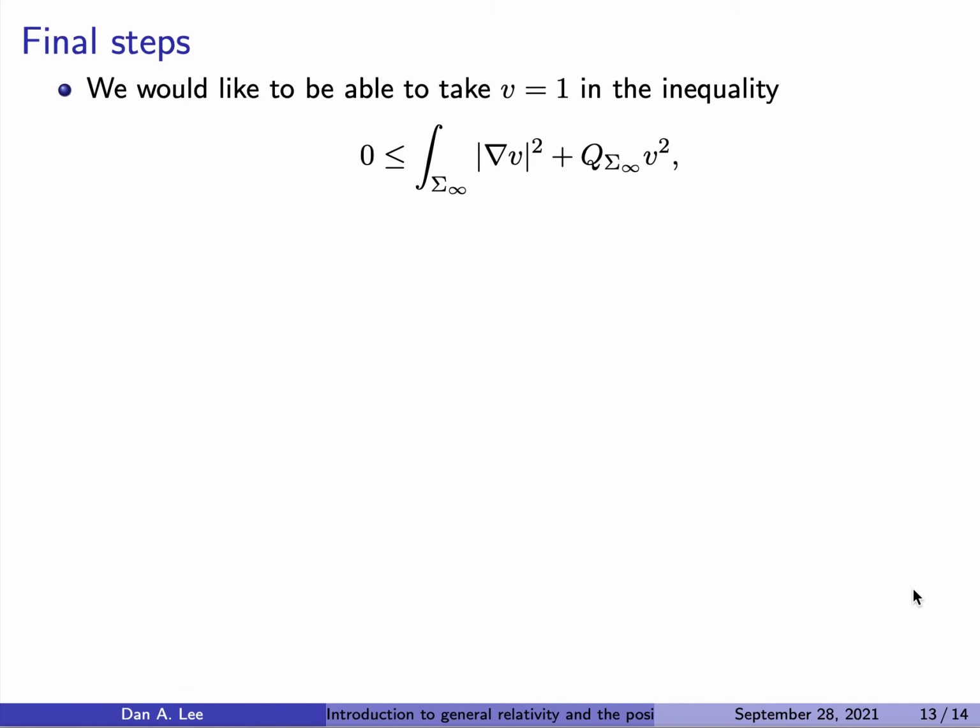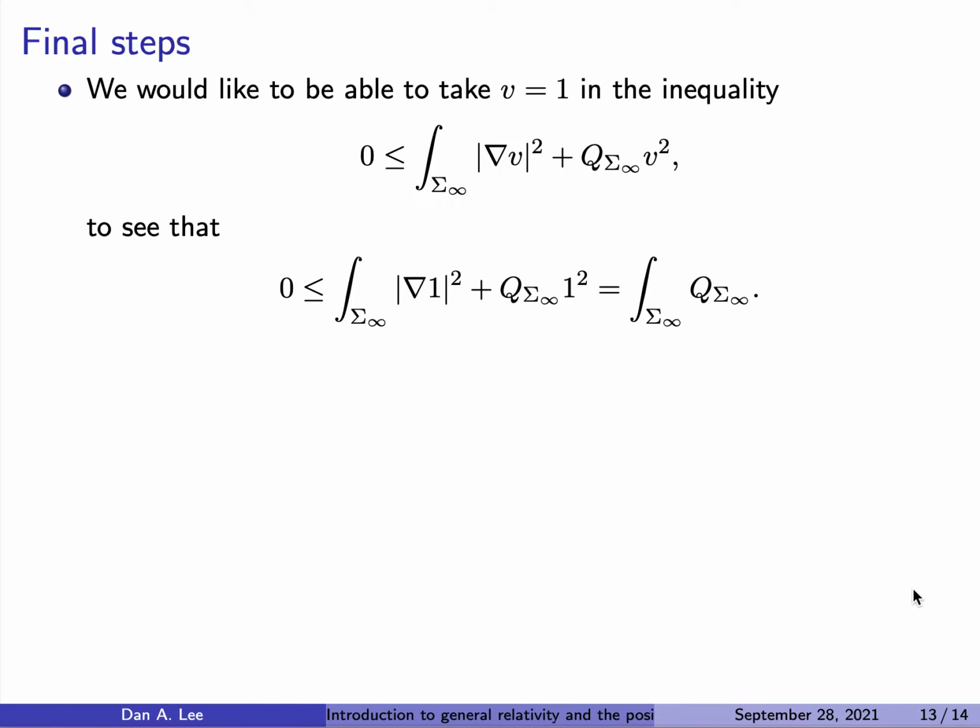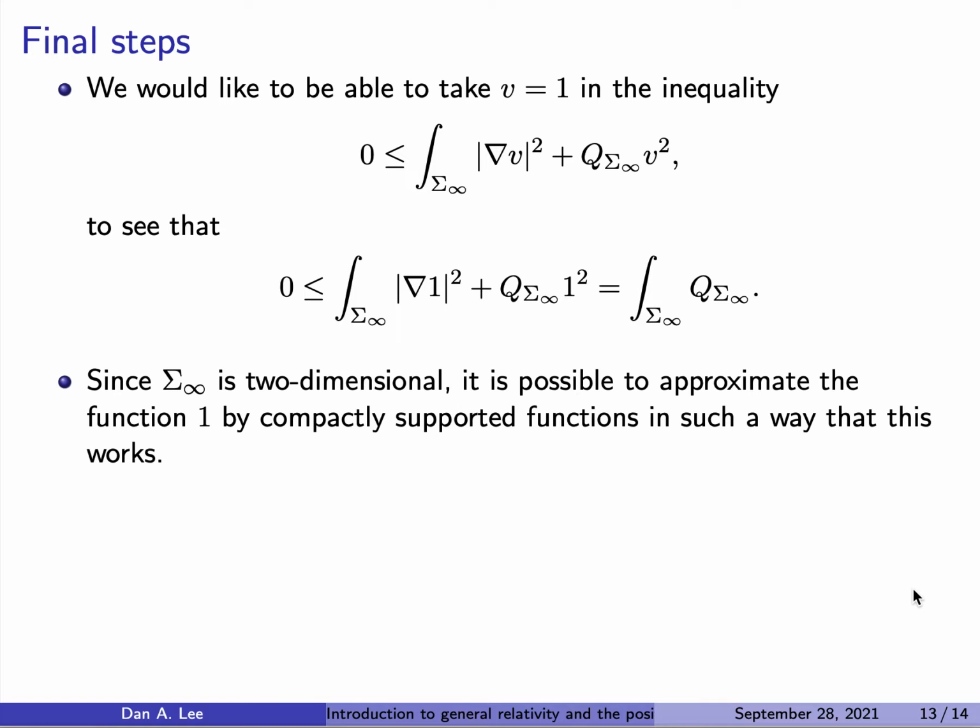So how do we finish this off? We'd like to be able to take v equals 1 in the inequality like we did in Hawking's theorem, because if you take v equals 1, then grad 1 is 0, and you just get that 0 is less than or equal to the integral of q. That's where we'd like to go. We want to say that 0 is less than or equal to the integral of q for this limiting sigma infinity MOTS. But as I said, v equals 1 is not compactly supported, so we don't just get to plug it in for free. However, since sigma sub infinity is two-dimensional, it's possible to approximate the function 1 by compactly supported functions in such a way that this works.